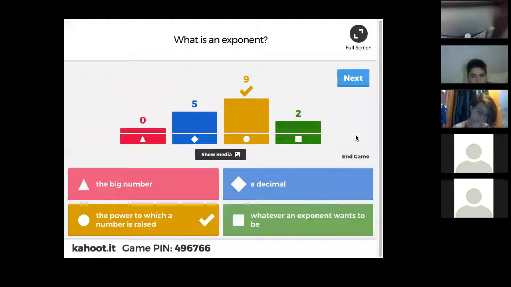Okay, time's up. Pick the right answer, which is the power to which a number is raised. So an exponent, well, I won't do that because you guys can't see, but if you have, say, 3, and the exponent is 2, 3 and a 2, that just means 3 times itself twice. That's what that means.